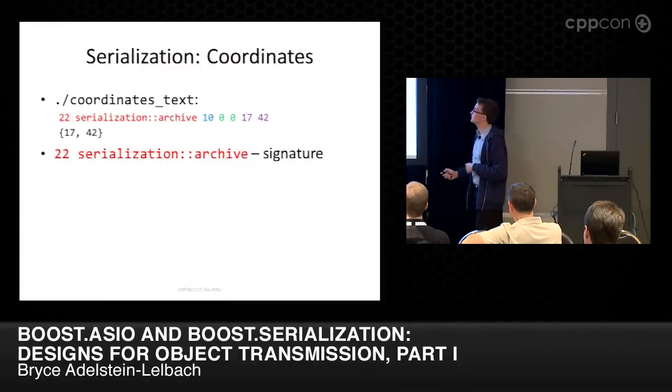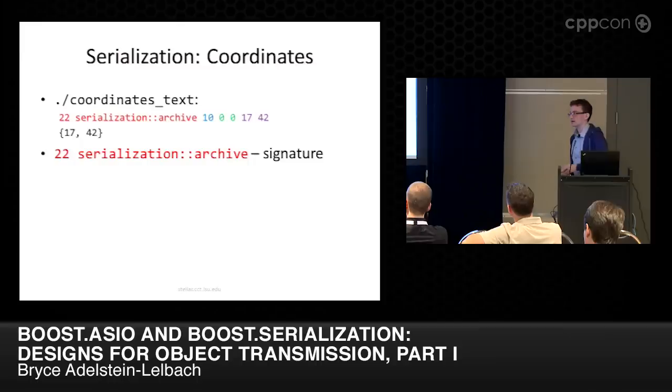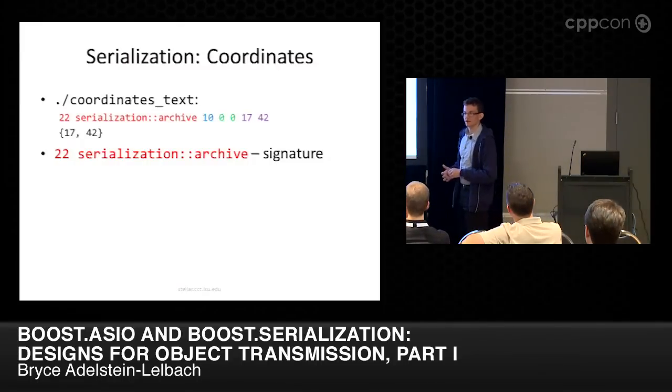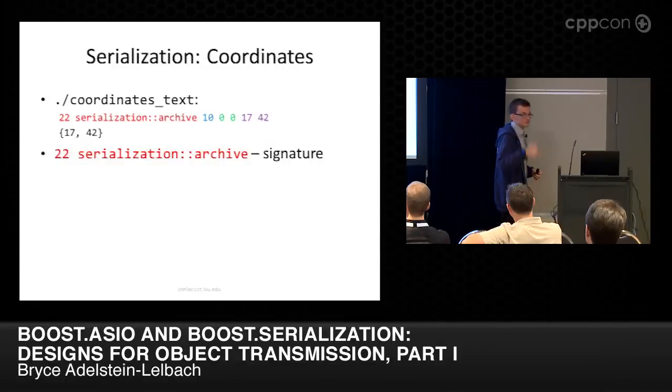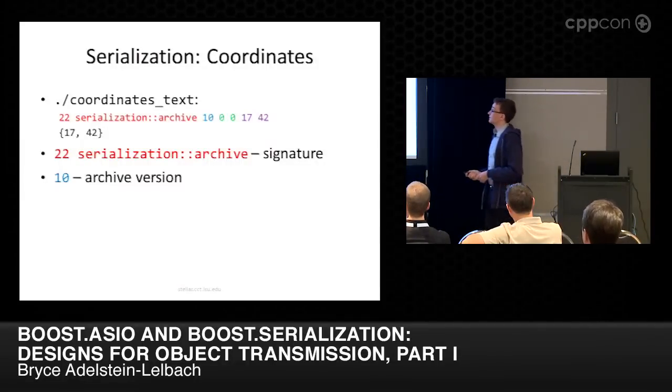So the first part here is the signature. The 22 is just an identifier for the version. And then that serialization archive string is sort of like a magic byte that some files have, on, I think, Windows, where you've got some identifier that says, hey, this file is a particular type. So you've got that serialization archive string in there just so that we know, hey, this is an actual archive. This isn't just some random data that you gave us.